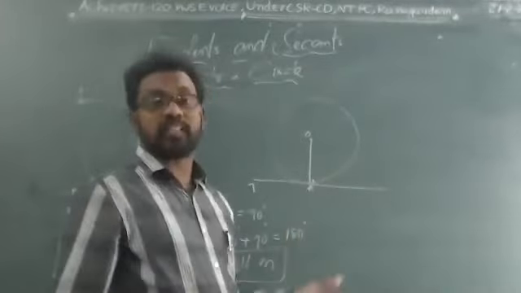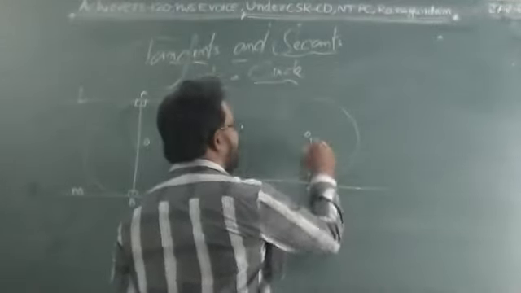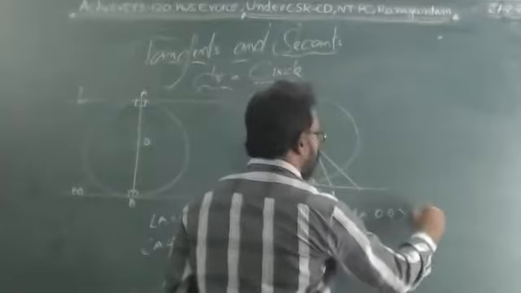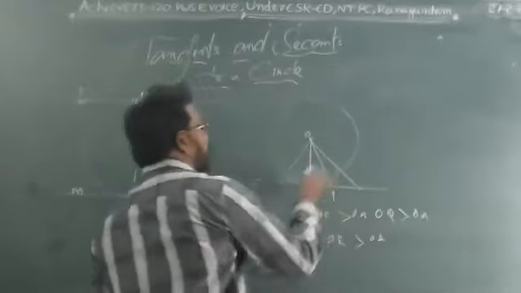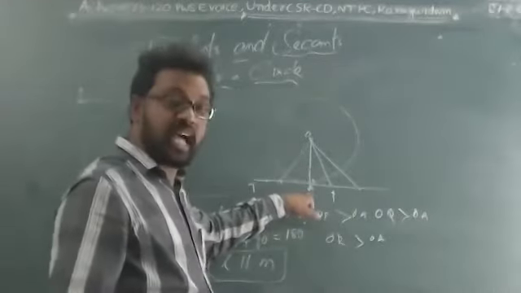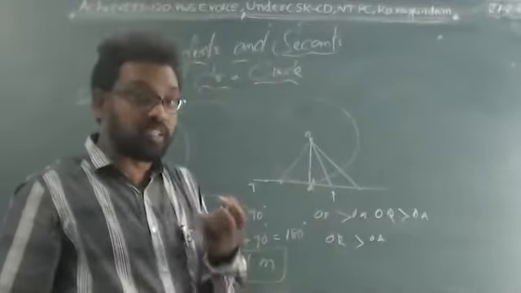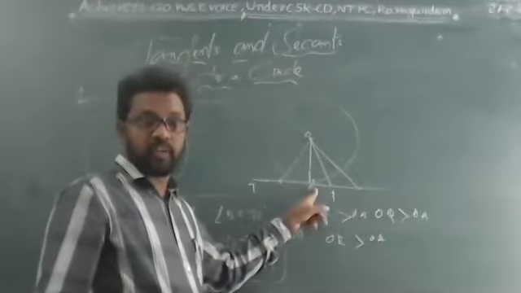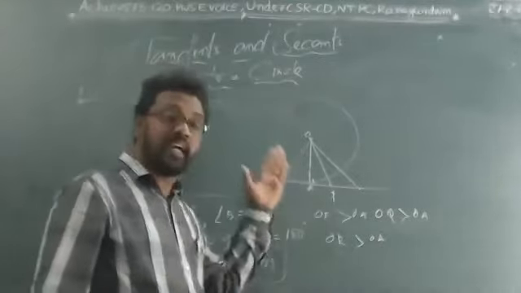So OA is the shortest side, because any other point on this tangent is obviously at a greater distance than OA. So OP is greater than OA. If you take OQ, it is greater than OA. If you take OR, it is greater than OA. All are greater because they are more than the radius. Other than at A, all are more than the radius. So the shortest side is only OA, which is the radius and which is perpendicular. OA is always less than any other.